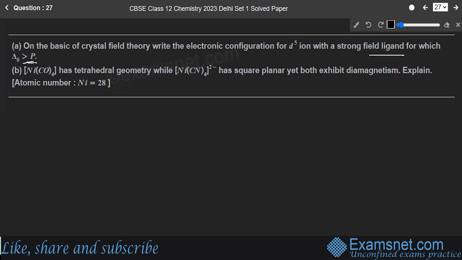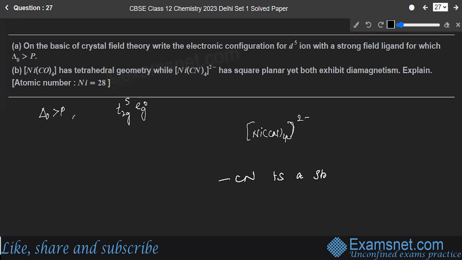See, if delta naught is greater than P, it becomes more energetically favorable for the fourth electron to occupy a t2g orbital, with the configuration t2g5 eg0. Ligands which produce this effect are known as strong field ligands and form low spin complexes. For example, you have the tetracyanonickelate ion, which is negative. Here, the CN is a strong field ligand. Hope you got that.